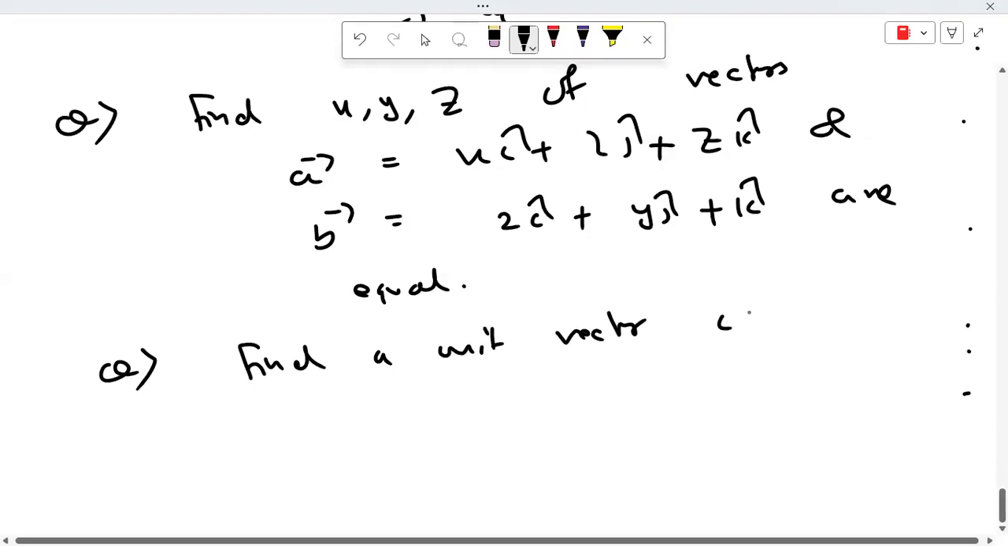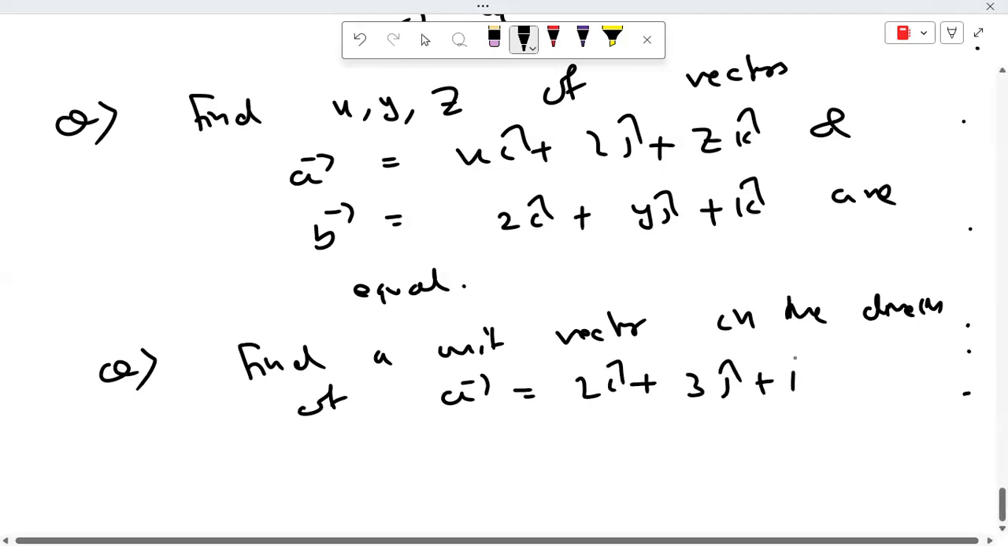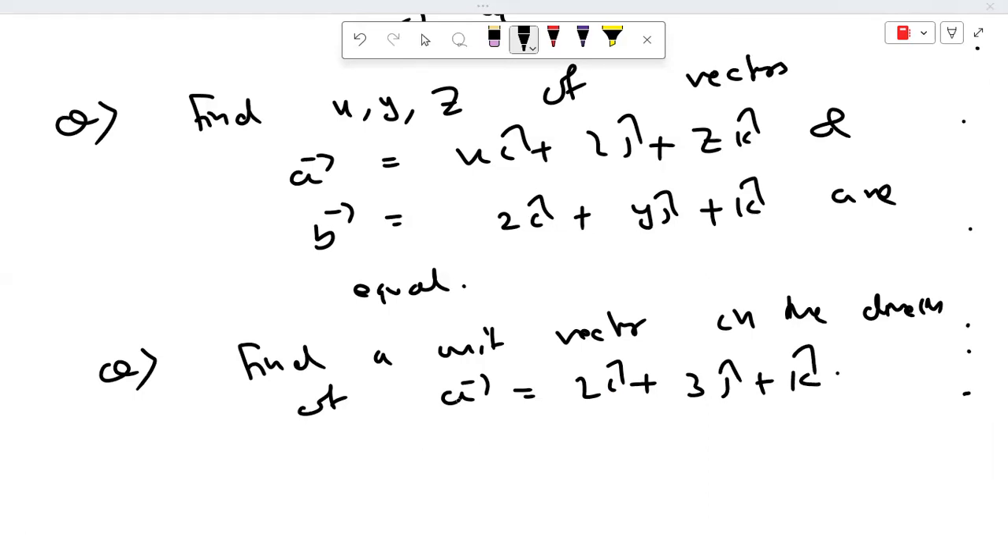Find a unit vector in the direction of A vector as 2i cap plus 3j cap plus k cap. You have to find a unit vector in the direction of this. Just remember how we find unit vector.